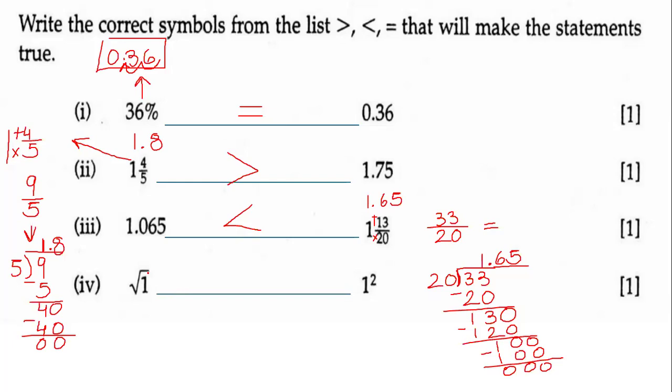So basically, the square root of 2 is basically equal. It's equal because the square root of 1 is what? 1 times 1. The square root of 1 is 1. And 1 squared is 1 times 1. And 1 times 1 is what? 1. Very good.